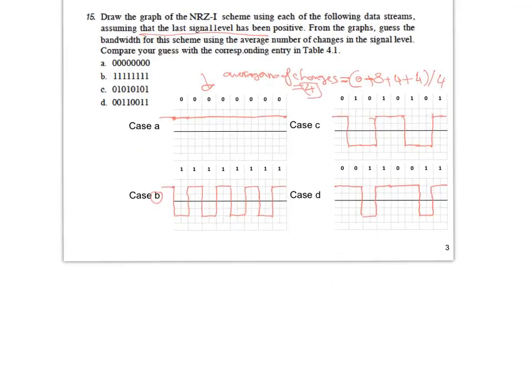The average bandwidth in that case: we have an average number of changes equal to 4 with respect to 8 bits, so on the average 4 changes for each 8 bits times n, which is equal to half n. Of course, this value matches the value that we calculated in class for the average number of changes, which is half.